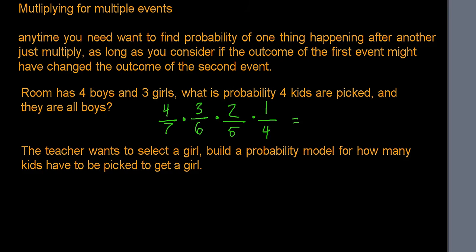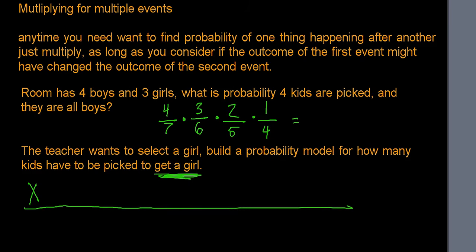The teacher wants to select a girl. Build a probability model for how many kids have to be picked to get a girl. So the moment I get a girl, I'm done. X is going to be my random variable for how many kids need to be picked. Let's walk through this. A probability model has the probability of each outcome beneath it.